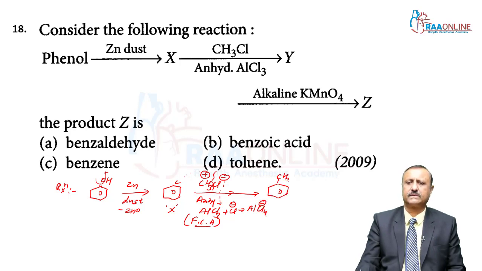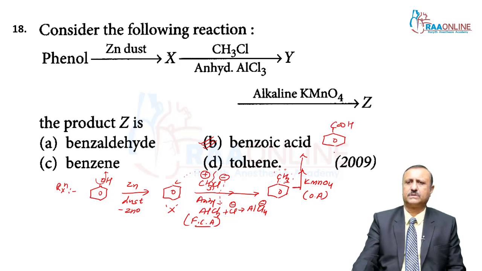My dear students, when this toluene is oxidized by KMnO4, KMnO4 is an oxidizing agent, and this oxidizing agent oxidizes all the carbon atoms of the alkyl group, whether methyl group, ethyl group or propyl group, and you can get benzoic acid. So the answer is B, you get benzoic acid. What is the formula of benzoic acid?